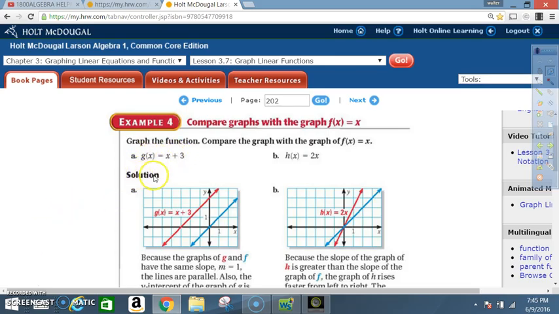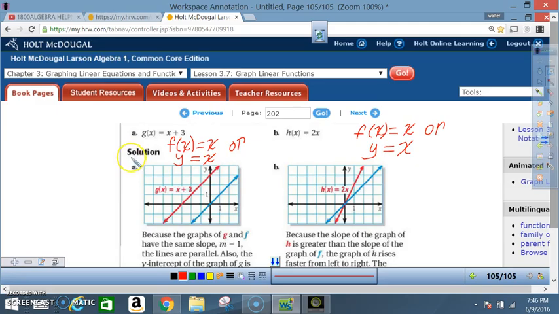Solution. All right, now first off, in order to be successful in this particular exercise, you have to know how to graph and graph quickly. And then realize that g of x is the same as saying f of x, or is the same as saying y. So you're really saying y is equal to x plus 3 here, or f of x is equal to x plus 3. Now you are going to compare this graph to the basic family graph.